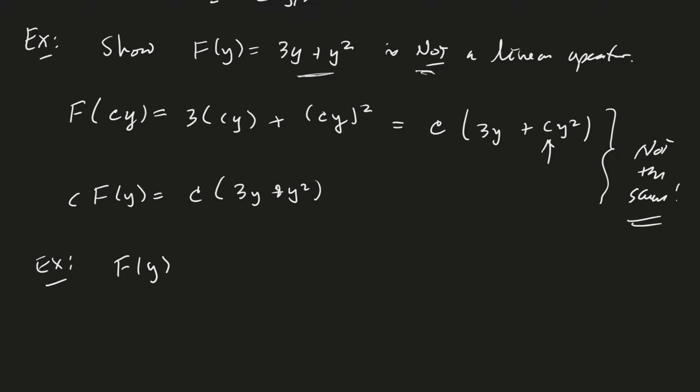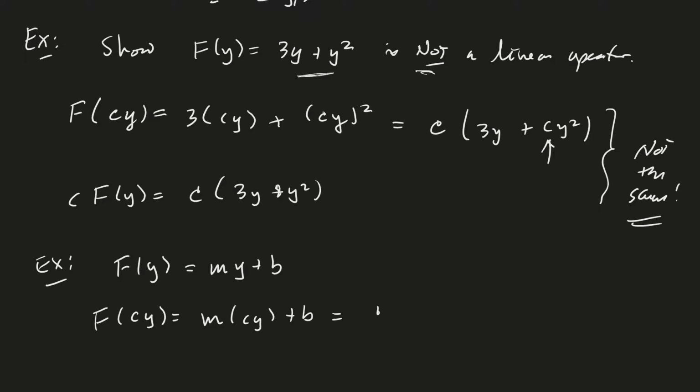How about f of y equals mx plus b? That's a line, so surely that is a linear operator. Oops. It's not going to be mx plus b, it's going to be my plus b, because it's an operator applied to a function y. Well, is that linear? How about f of c times y? Oops. It's going to get messed up in lots of different ways. How about c times y? That's going to be m times cy plus b.